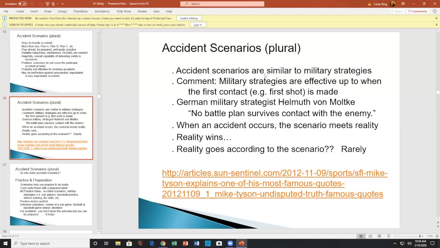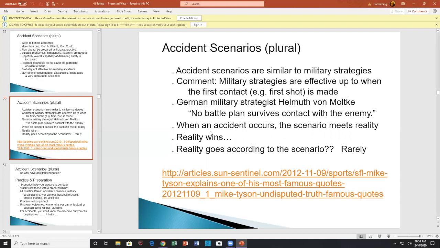Accident scenarios are similar to military strategies. Kind of interesting. Also football plays, what have you. Common military strategies are effective up until you have the first contact with the enemy. We have a German military strategist: no battle plan survives contact with the enemy.